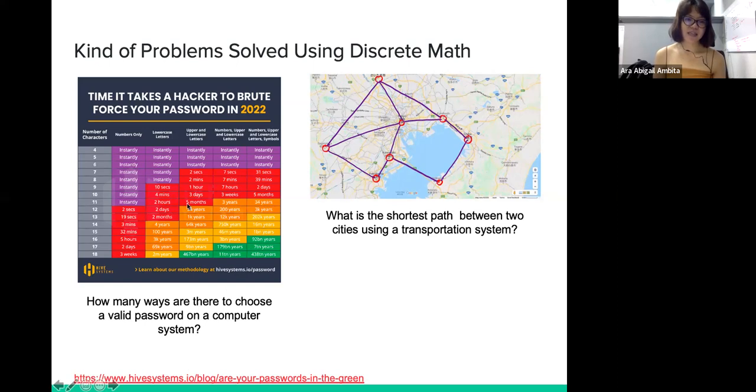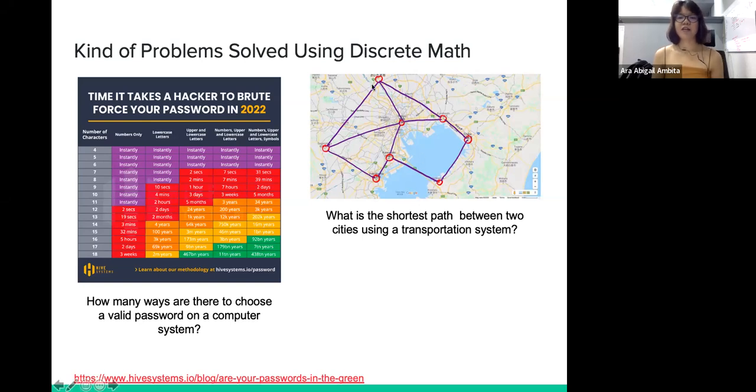Consider this example from this site. It computes the time it takes a hacker to brute force your password in 2022. As you increase the number of characters and the variation in the password, like numbers only, including a lowercase character, including both uppercase and lowercase characters, using numbers, upper and lowercase characters, and lastly, including symbols, the more difficult it is for a hacker to figure out your password.